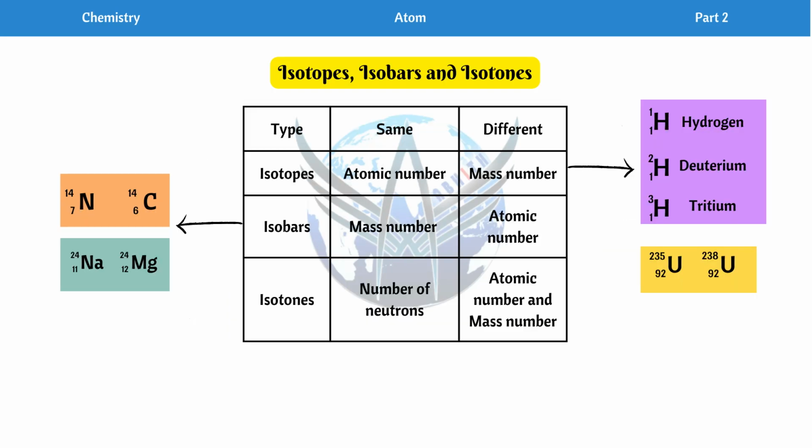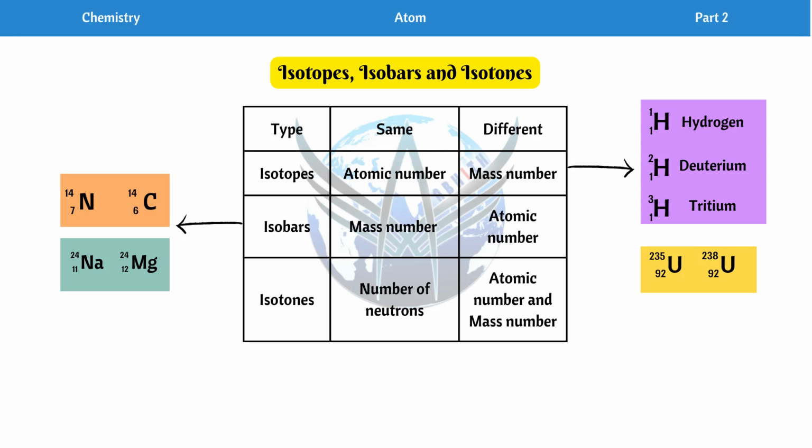Next we will learn about isotopes, isobars and isotones. So what are these three? Isotopes are atoms having the same atomic number but different mass number. The atomic number will be the same but the mass number will be different.